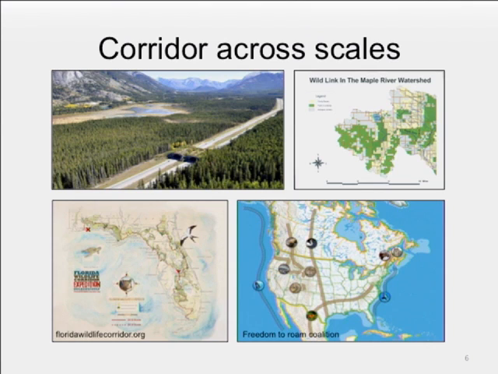At the whole state level in Florida, there's a corridor initiative to link up protected areas across the state, from the Everglades up to the Okefenokee Swamp in Georgia and across the Panhandle. And there's even interest in corridors at continental scales, for example, the famous Y to Y, Yellowstone to Yukon corridor. These scales of corridors are going to be really important as species ranges shift with climate change.